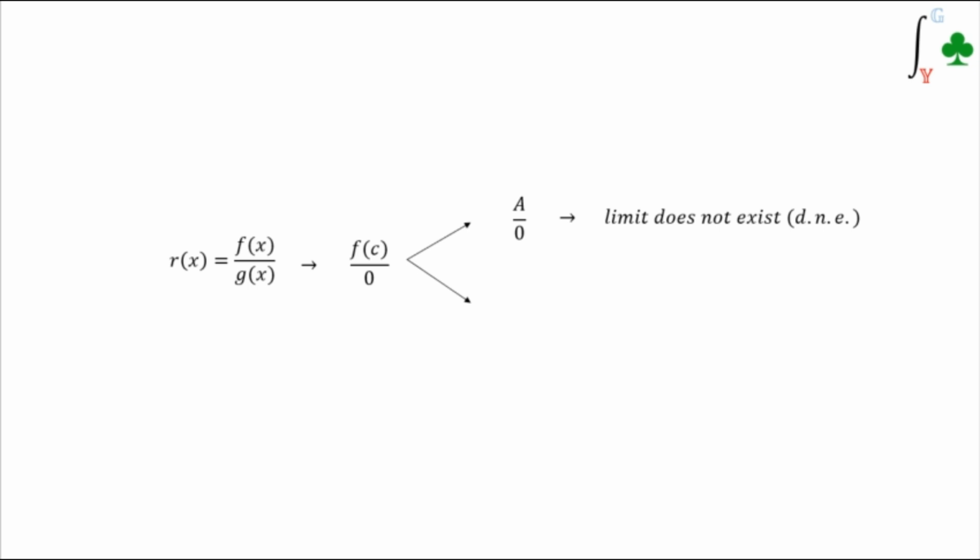The other possibility is when the numerator yields 0 as well. In this case, the limit may or may not exist. We don't know yet. That's why this phenomenon is called an indeterminate form.